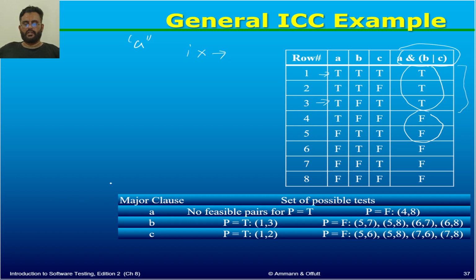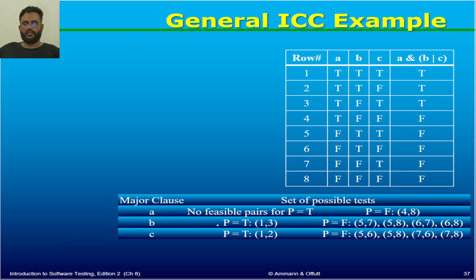Okay, so here is the worked out solution for this predicate. If A is our major clause, there are no feasible pairs where the predicate is true and A's value changes from true to false, as we just illustrated a short while ago. And when the predicate's value is false, it is false in these rows, and we can look at where A's value changes from true to false. Actually, in the general case, we can have several possibilities: 4 and 5, 4 and 6, 4 and 7, and 4 and 8. Here we have listed one example, 4 and 8, as a possibility by which we can fulfill the second condition of general inactive clause coverage.